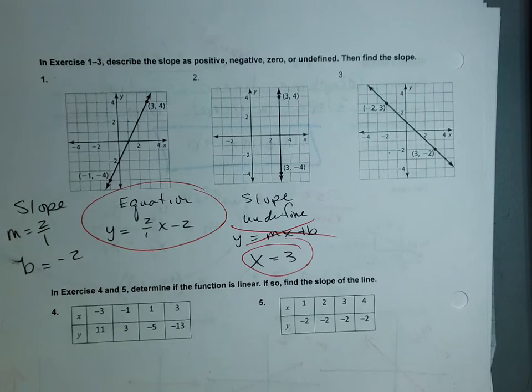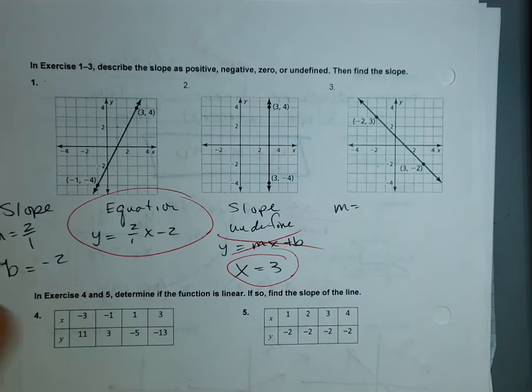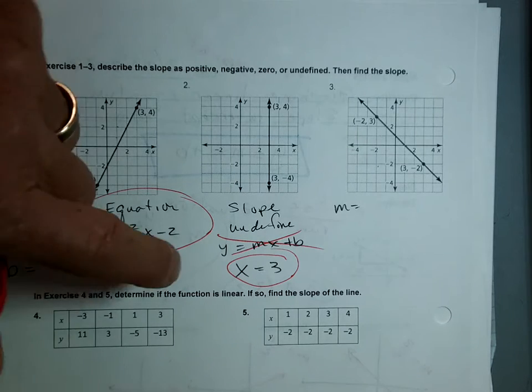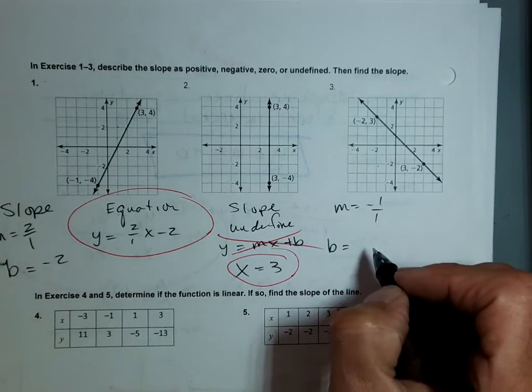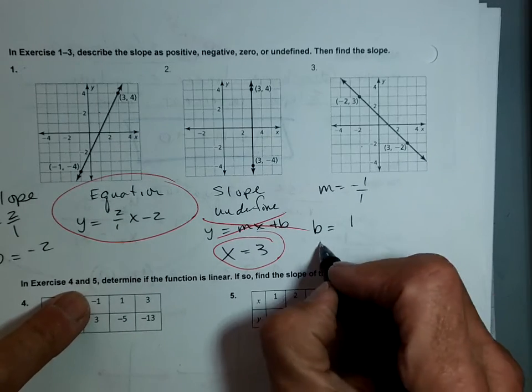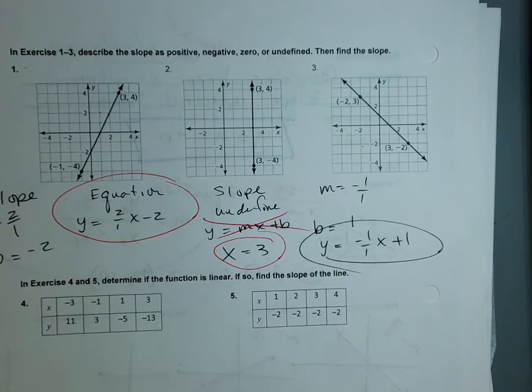All right, number 3. First of all, the slope, it's down, isn't it? It looks like it's down 1 over 1, or down 2 over 2, same thing, or down 3 over 3, or down 4 over 4, same thing. But it's easier to say down 1 over 1. So the slope is negative 1 over 1, and the y-intercept is 1. So my equation is y equals negative 1 over 1x plus 1.